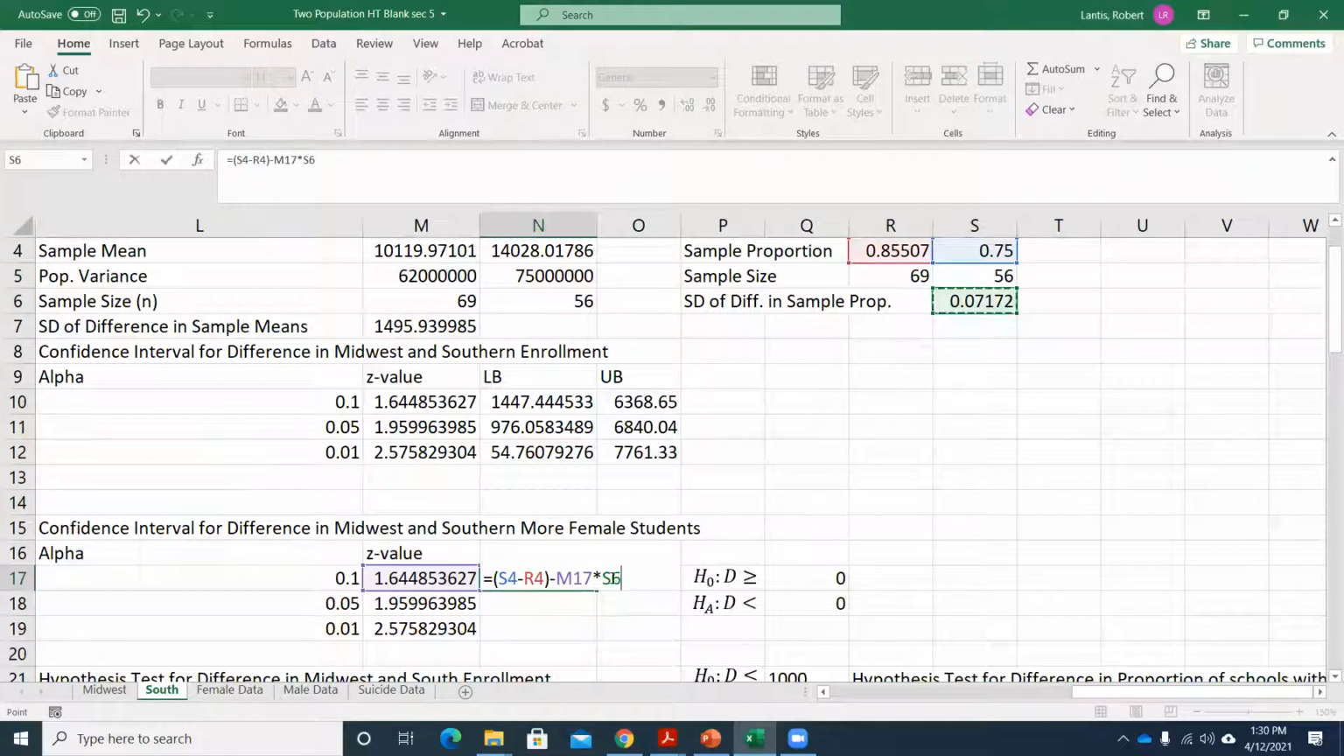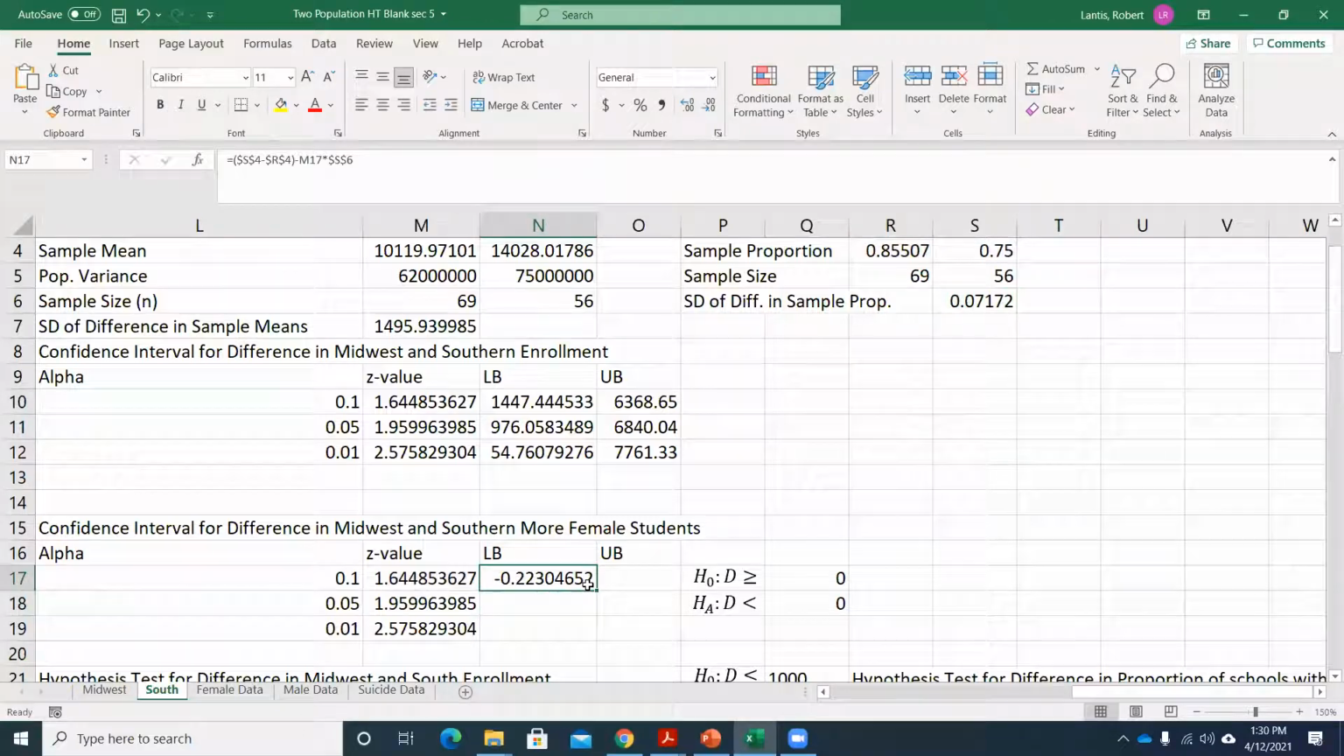If I want to copy this down to do my next two levels of confidence, everything's going to stay the same. The only thing that changes is the number of standard deviations out I'm going, so the only thing I want to change is that z-value. So I'm going to select everything else, hit F4 or Command T on a Mac, and put $ around everything that's not the z-value. I'm then going to copy this down. Now I've got the lower bound for each level of confidence.